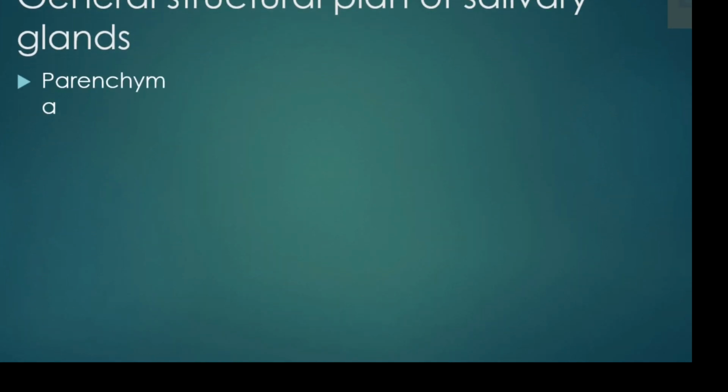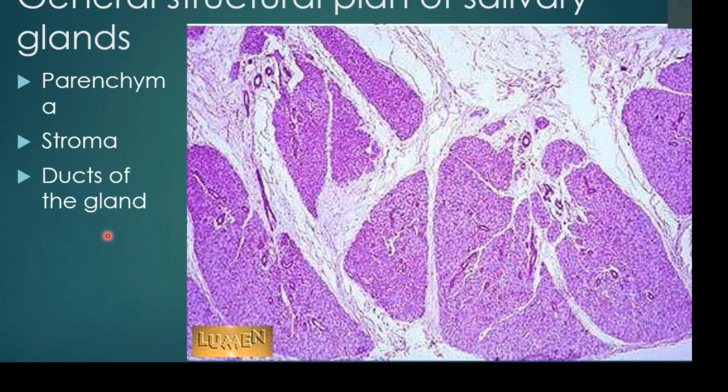So what is the general structural plan of the glands? Salivary glands consist of the parenchyma, the stroma, and the ducts of the glands. Here you can see the parenchyma of the glands and the stroma, which is connective tissue, and the ducts which are present in the substance of the gland, as well as larger ducts which are present in the connective tissue.